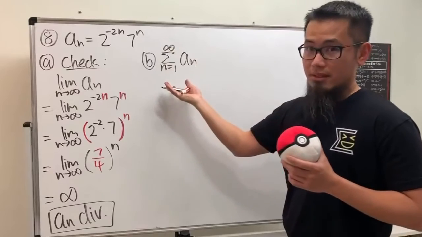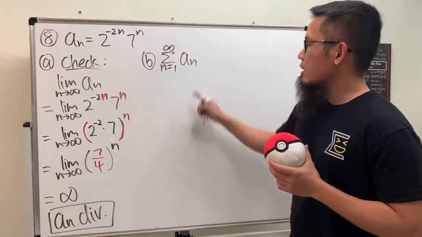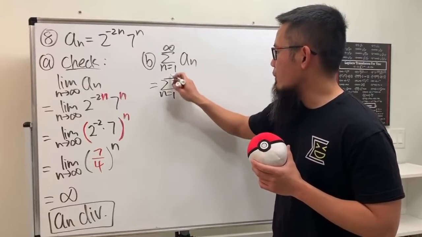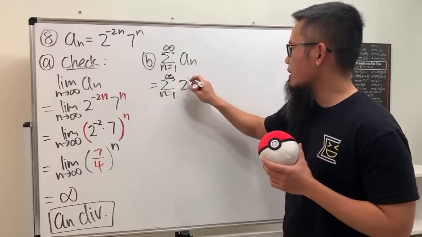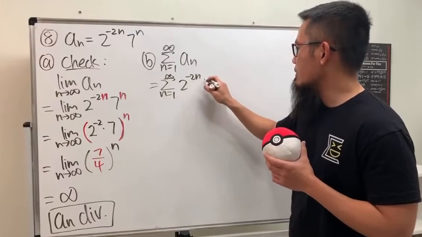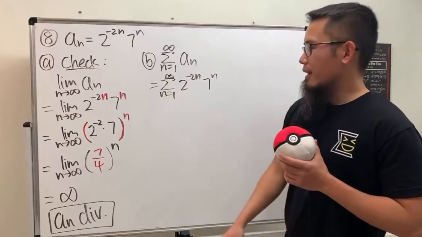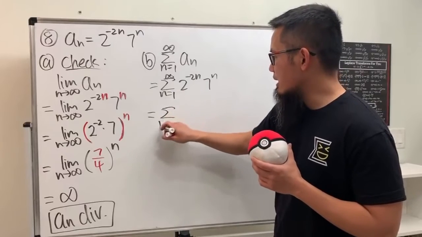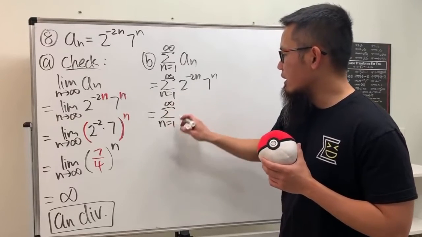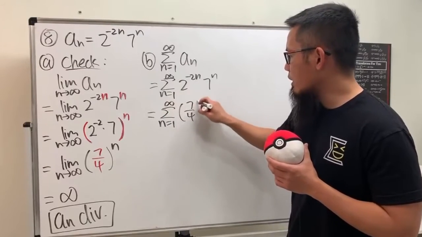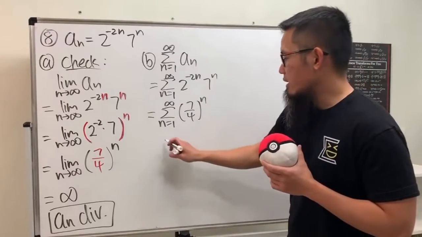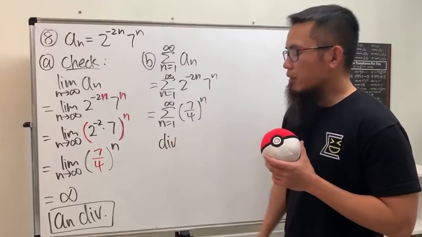Does this converge, right? So an is that, so let's write that down. We are checking the series as n goes from 1 to infinity, and let me just write it down as how it has over there. And you can write this down like that, which is the series as n goes from 1 to infinity, and then we have 7 over 4 raised to the nth power. And by this, you can say it diverges.